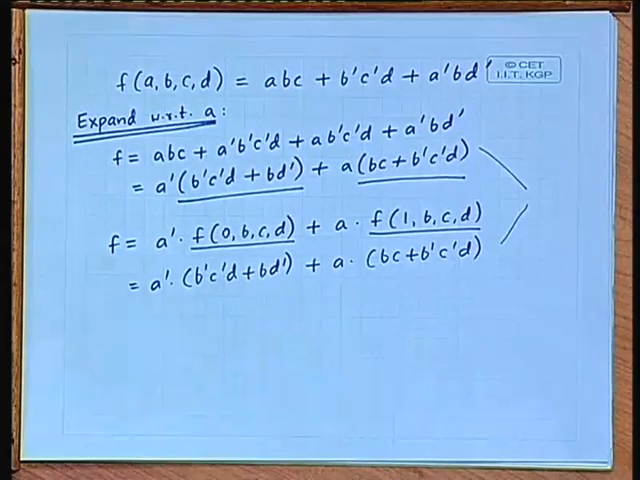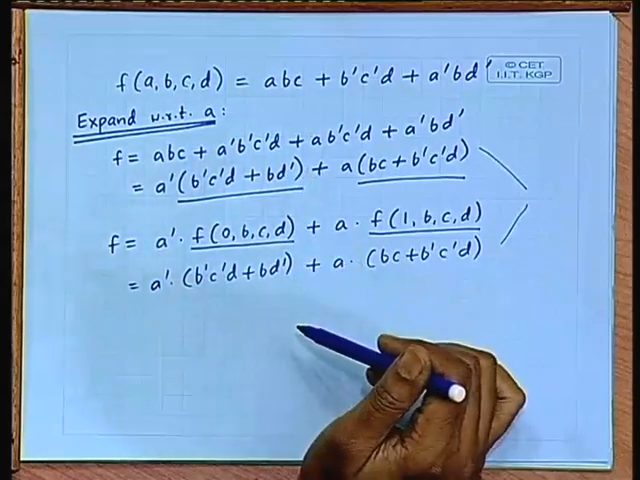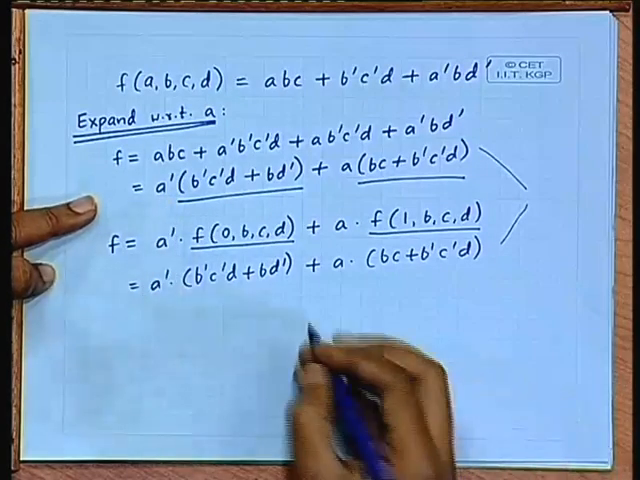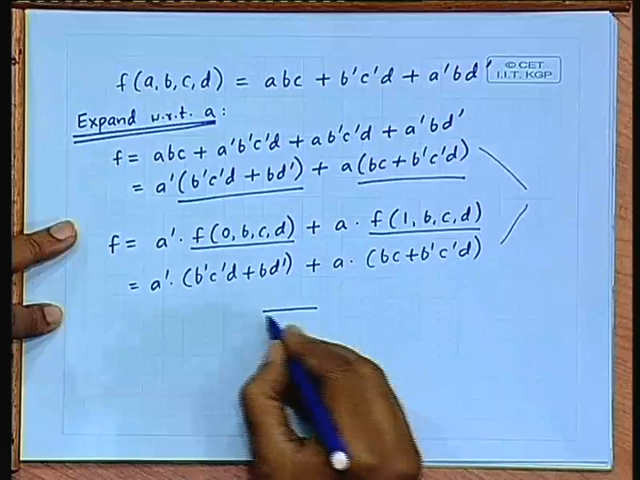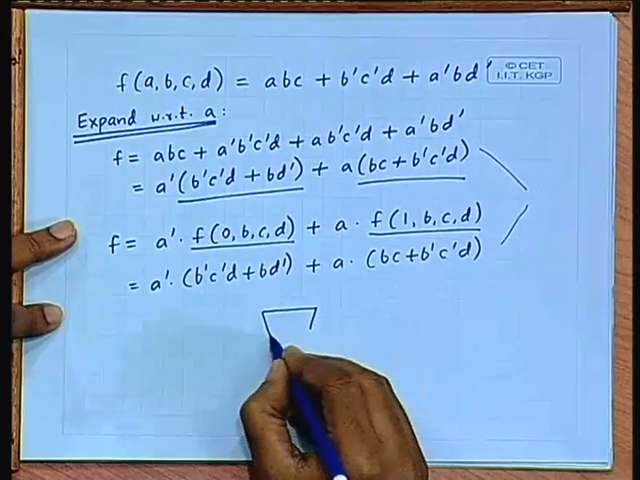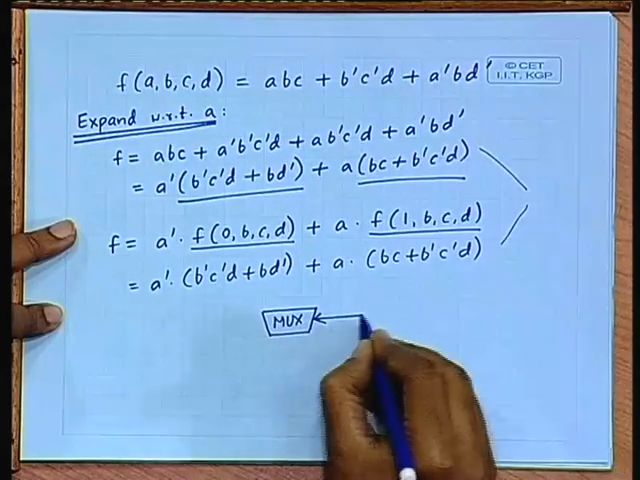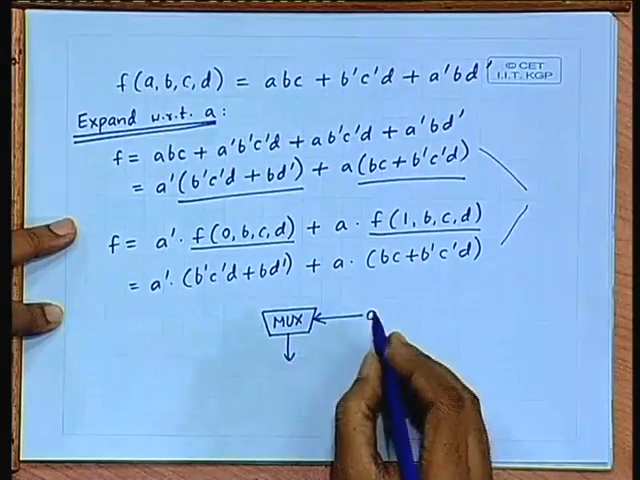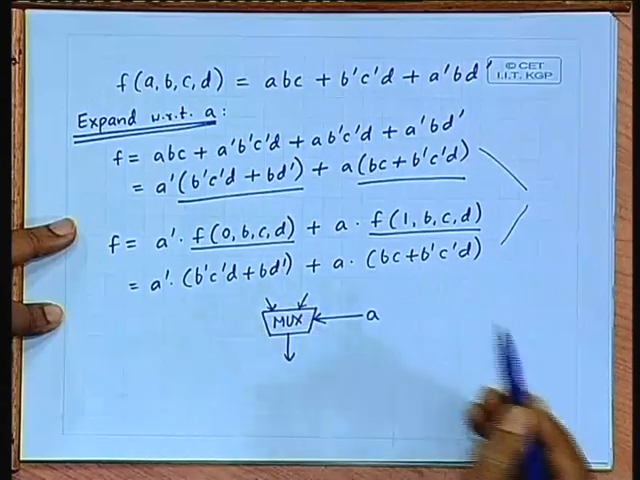Now here another thing, let us also understand intuitively why we are carrying out this kind of expansion when our objective is to synthesize. When we expand a function with respect to a, you can think of it like this: we have a multiplexer which we control with the input variable a. If the input variable a is 0, then some input is selected. If it is 1, some other input is selected.